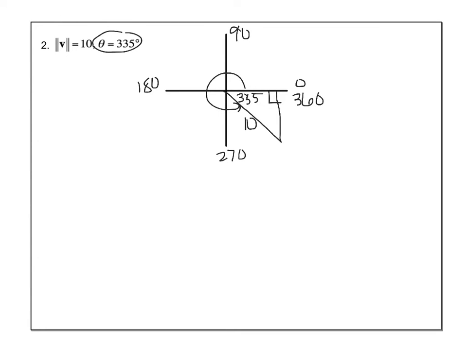And then the magnitude goes on the hypotenuse, and I need to find x, and I need to find y to be able to get the component form. So I'm looking for the 2 components, the horizontal piece and the vertical piece. To find the horizontal piece, it's again cosine. Cosine of 335 is equal to x over 10, and then we're just multiplying by 10 on the other side. I'm going to type that in my calculator. 10 times the cosine of 335.